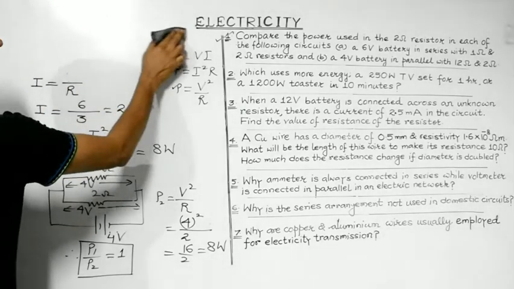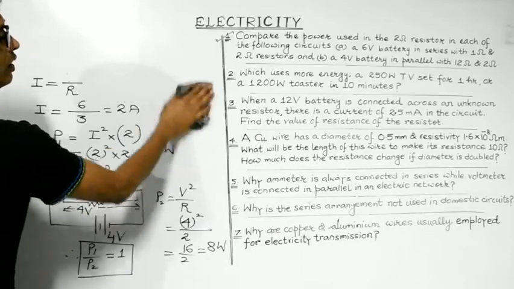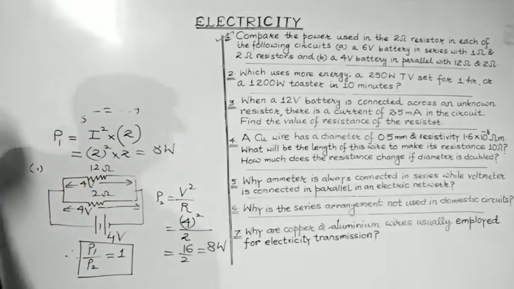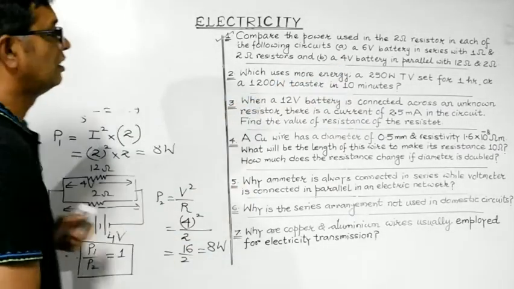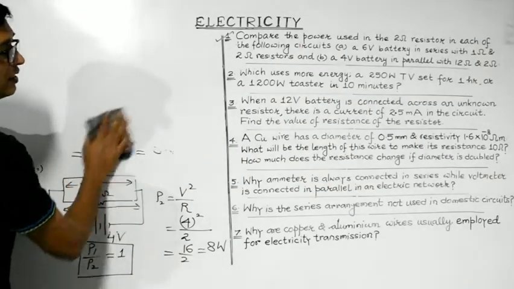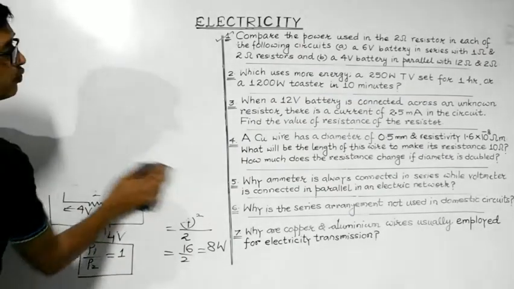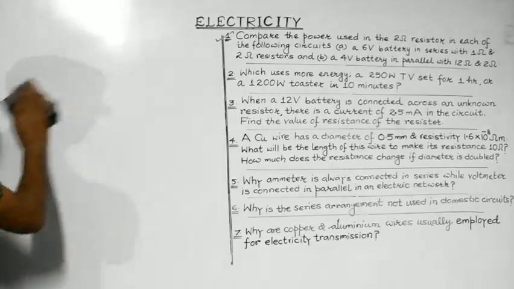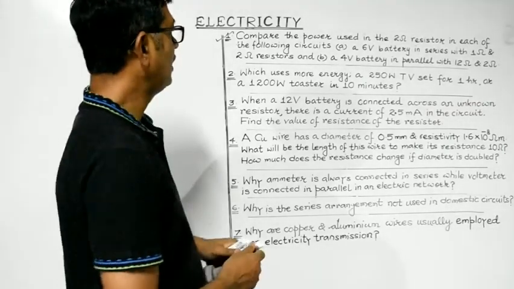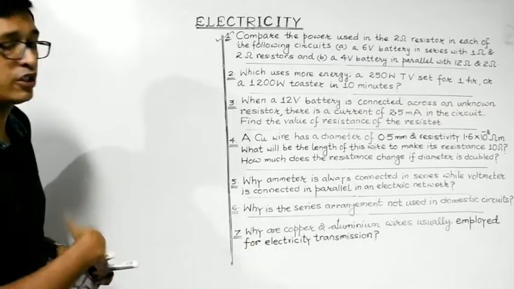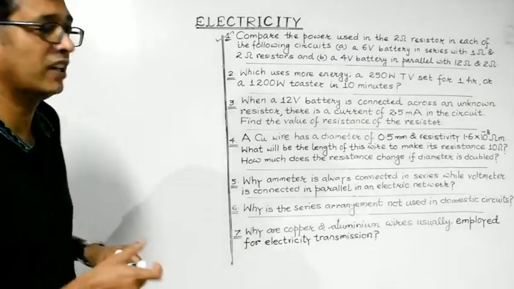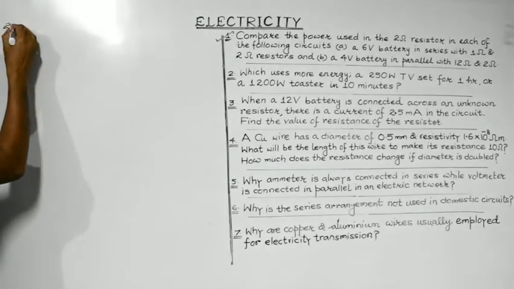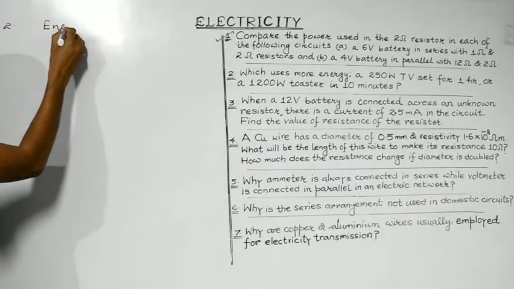Two electric devices are given and we are supposed to find which of the two uses more energy. A 250 watt TV set for 1 hour or a 1200 watt toaster when used for 10 minutes. We are supposed to find out the energy and state which of these two uses more energy. So energy is to be determined.